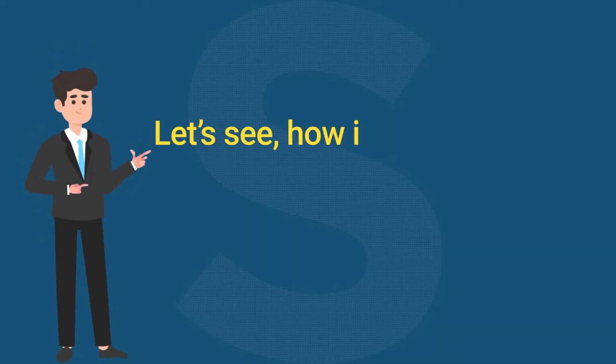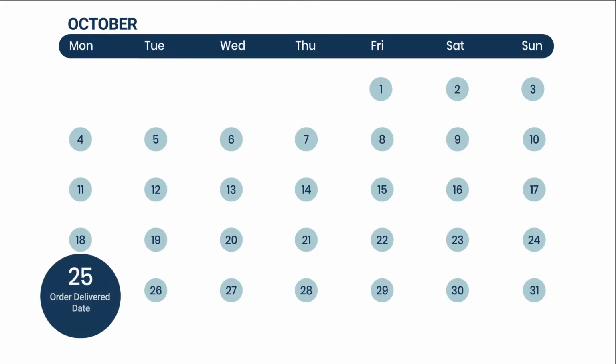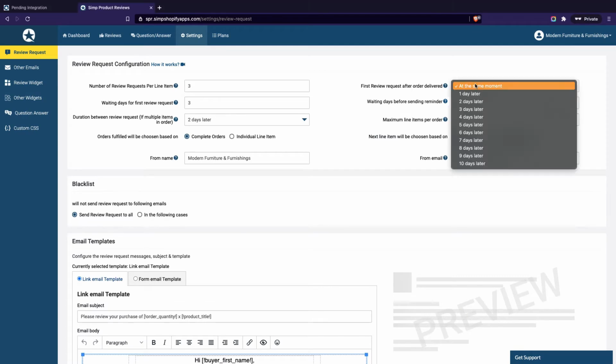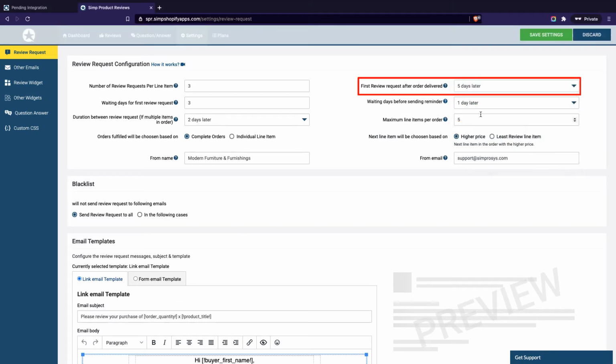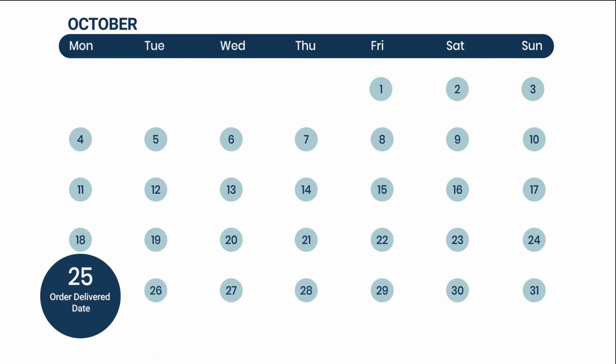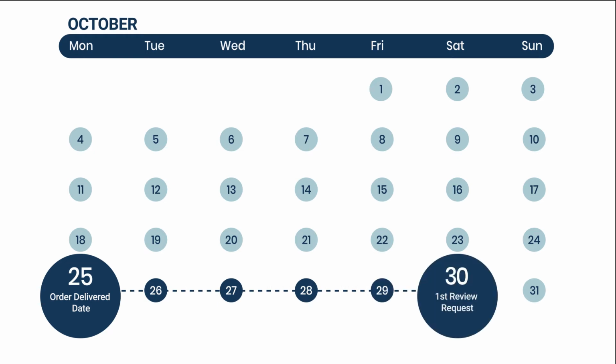Let's see how it works. Order delivered date 25th October. From the drop-down, if the selected value is 5 days later, then the first review request will be sent on 30th October. As 5 days will be added to the order delivered, which is 25th October. Hence, 30th October will be the date of first review request after order delivered.